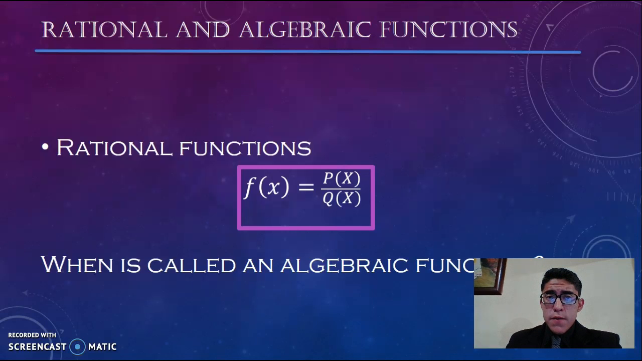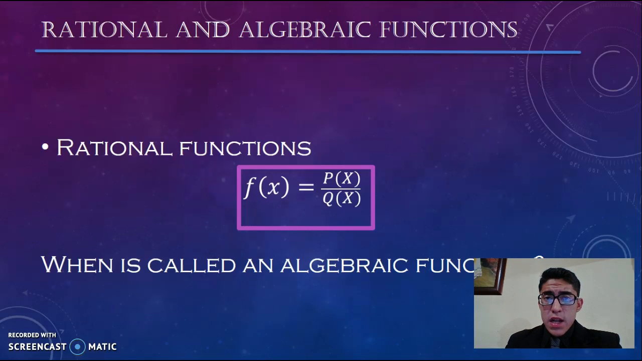A rational function is a ratio of two polynomials, where p and q are polynomials, in the function f(x) = p(x)/q(x).